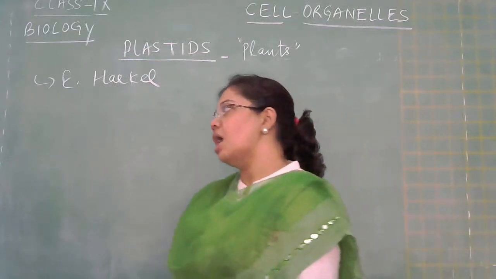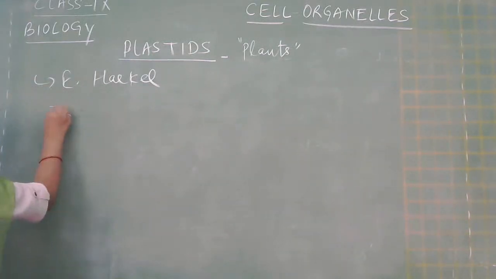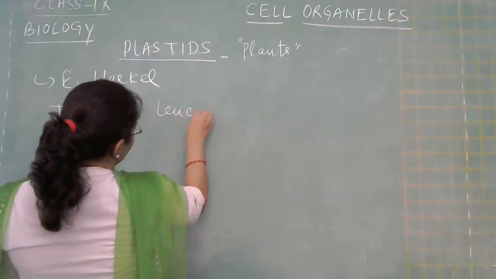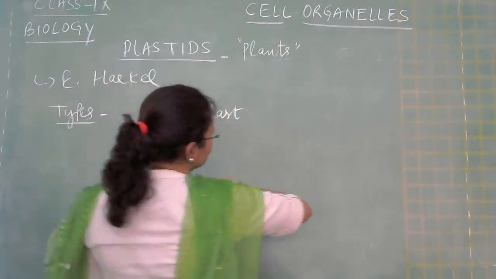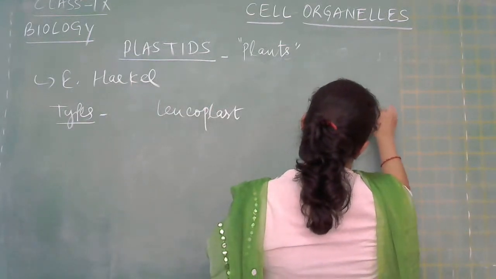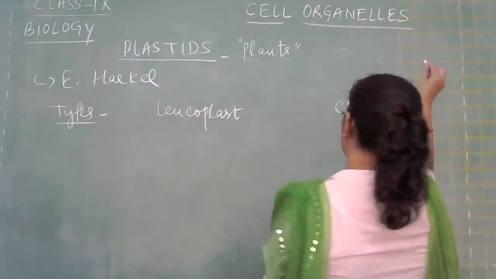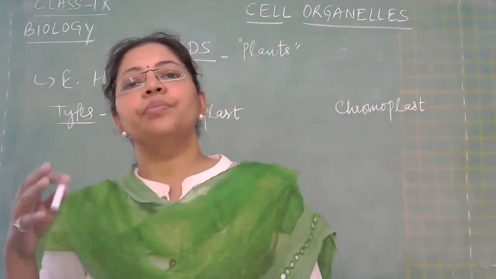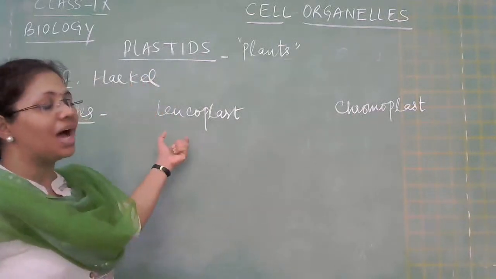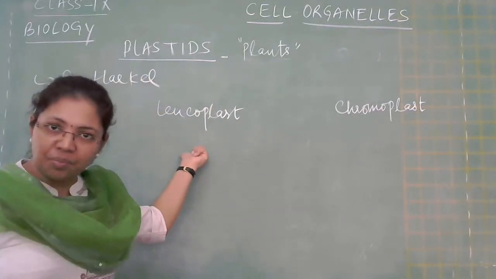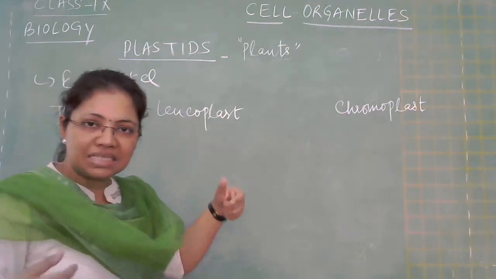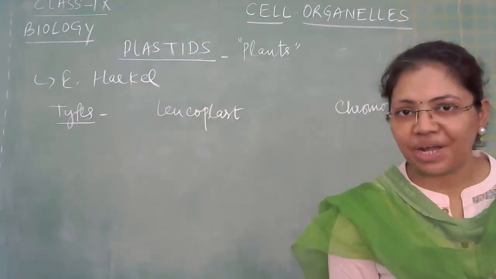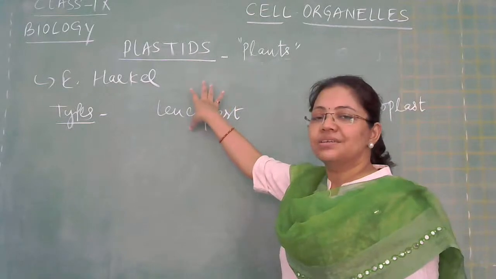Now plastids are again of two types. So one is called leucoplast, right? And another is known as chromoplast. Okay. Now this categorization is done on the basis of whether the given plastid contains a pigment or not. Means whether there is any pigment present in the plastids or not. So that's the basic criterion for the categorization of plastids.